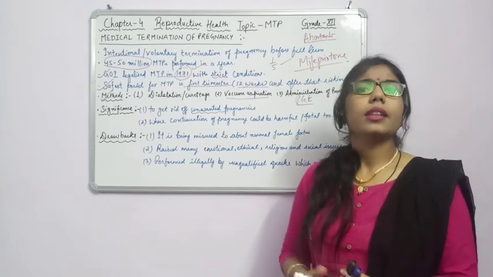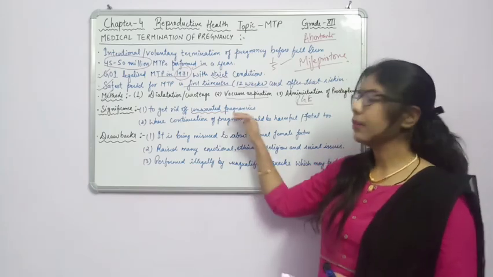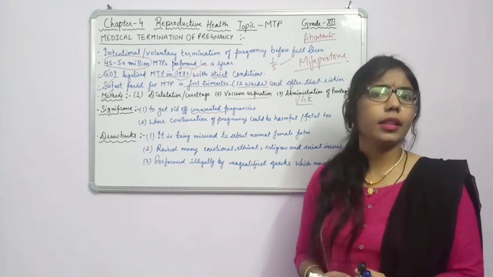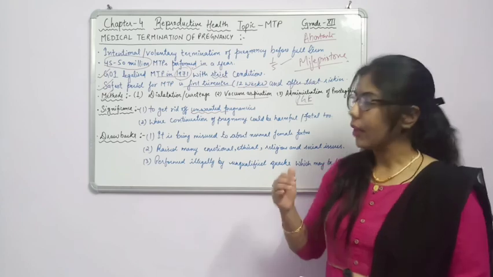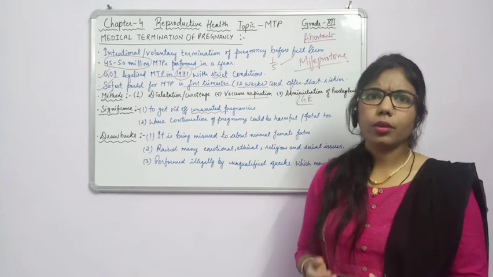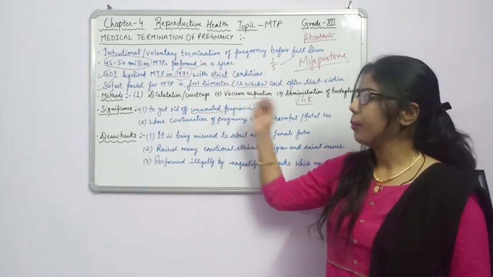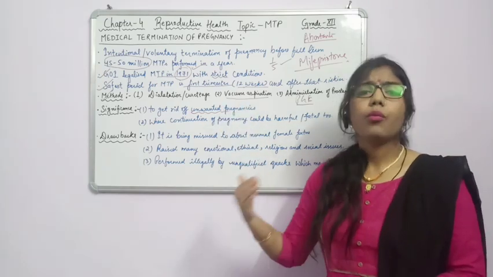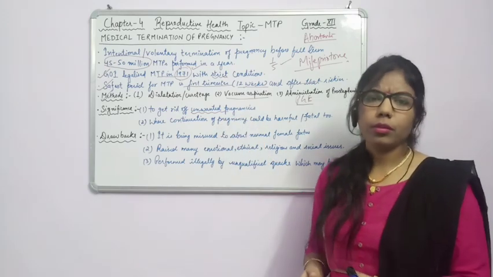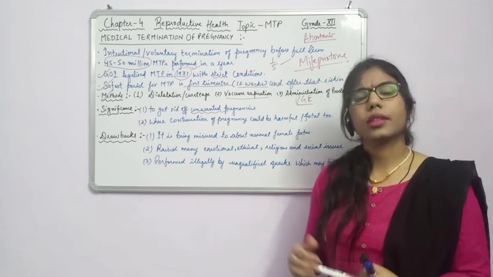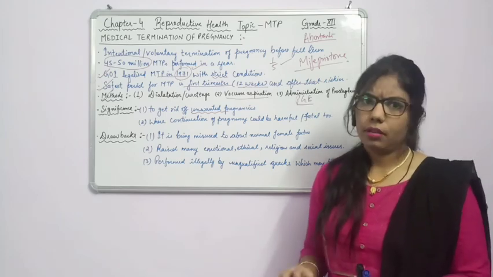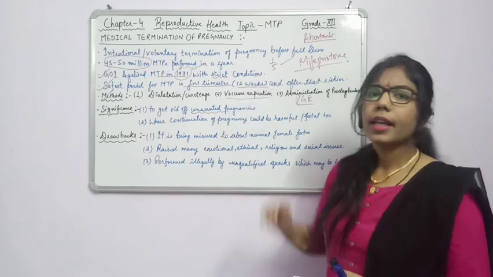The reason can be rape cases, as well as, for example, a couple has adopted a contraceptive method but it fails, that is, failure of the contraceptive method. In that case, the pregnancy is unwanted, so they can go for MTP. Also, some couples need some more time before having children, so in that case they also adopt MTP, but it is not allowed for all couples or all females to go for MTP.